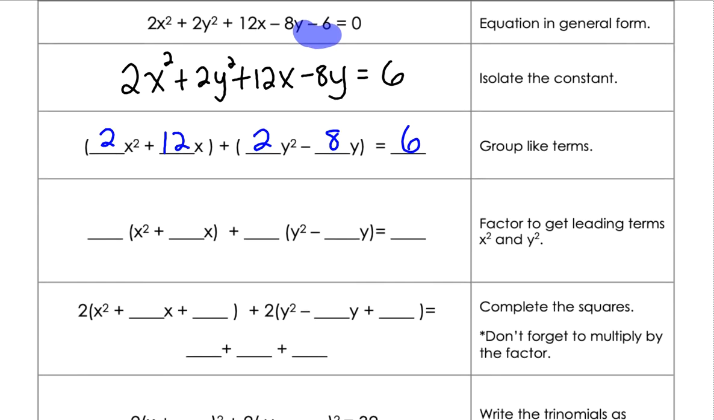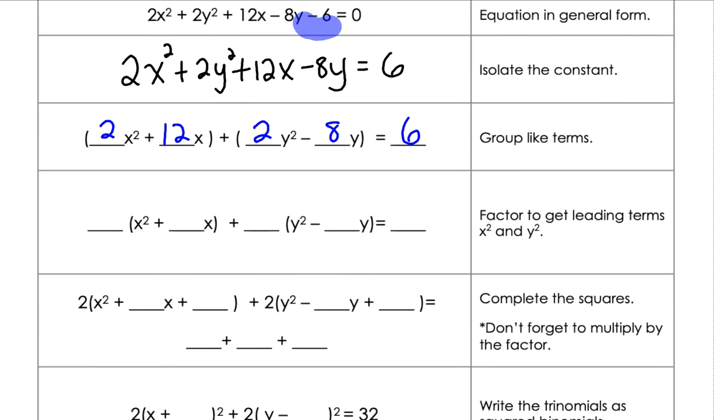All right, the reason I grouped those like terms together is so that I can start to factor and get into that form of graphing for this circle. So when I look at my x terms, I've got that coefficient of 2 out in front. So I'm going to factor that out so that I have a leading term of x squared in that parentheses. And then I'm going to do the same thing with the y's. I also have a leading coefficient there of 2 on the y terms. So I'm going to factor that out. And that's going to leave me with this equation.